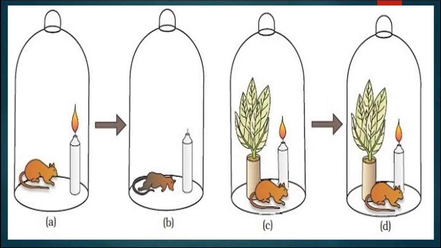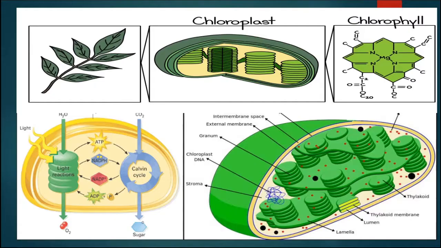That proves that this green plant, in the process of photosynthesis, released the oxygen, which is utilized by this candle as well as the mouse, and they are still alive as well as burning. So, this experiment is proving that in the process of photosynthesis, oxygen gas is released. The part of the plant which helps in the process of photosynthesis is the leaf.